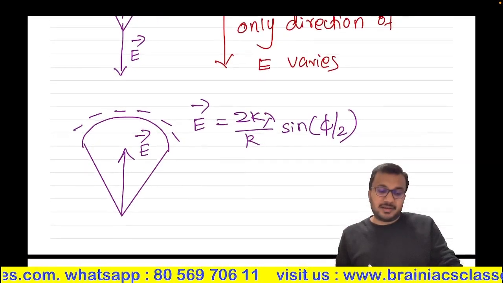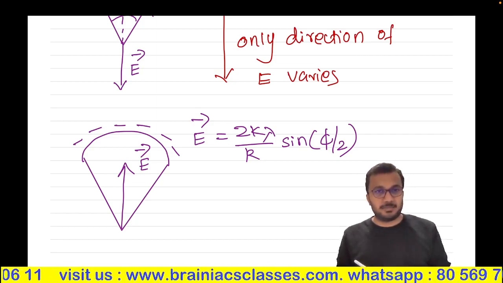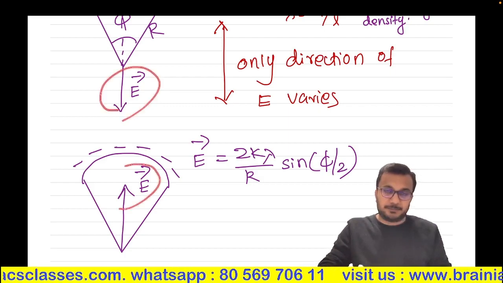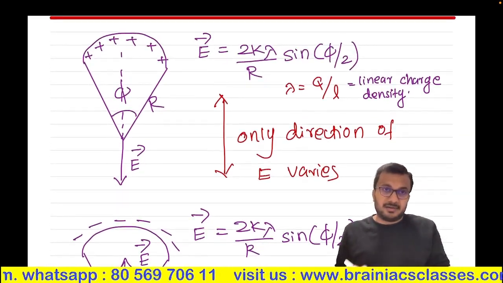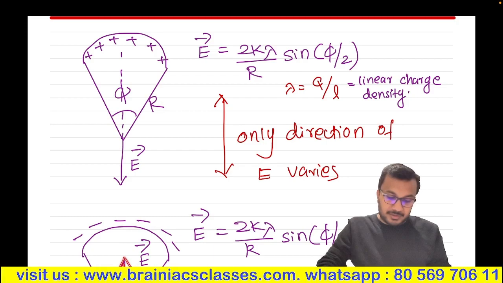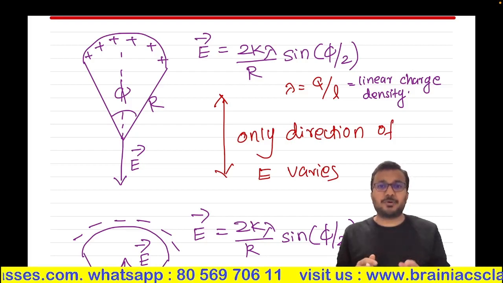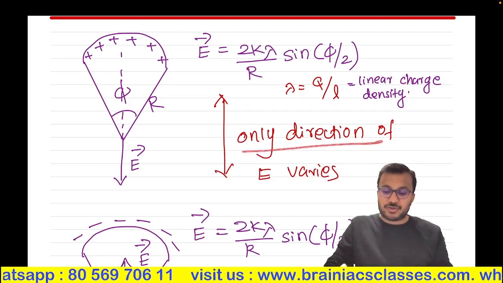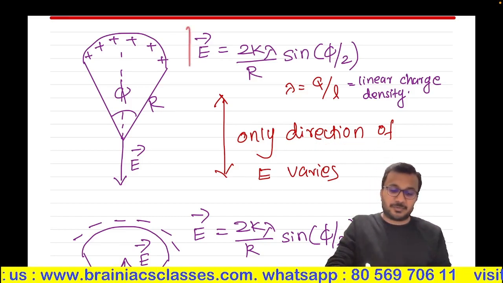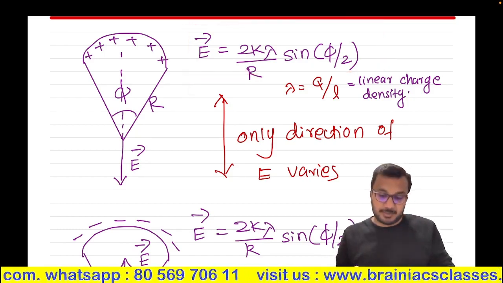If you take a negative arc like this one, what is the formula? The same formula is applicable here, but the only thing is that the direction of the electric field varies. For a positive charge, the direction of the electric field is going away. For a negative charge, the direction of the electric field is coming towards it. But the formula will be the same, only the direction of E will vary. So you must remember, or note down, this formula. This is the key point: 2k lambda divided by r into sine phi by 2.